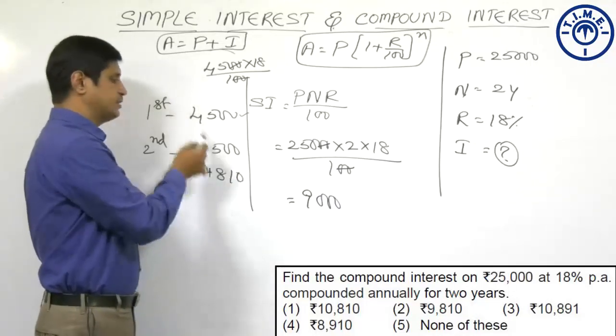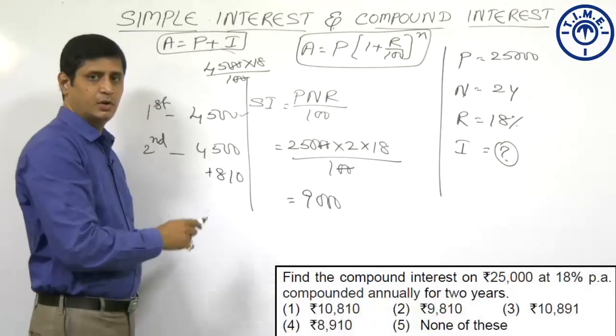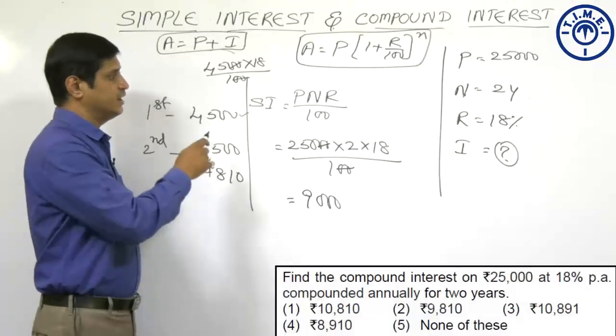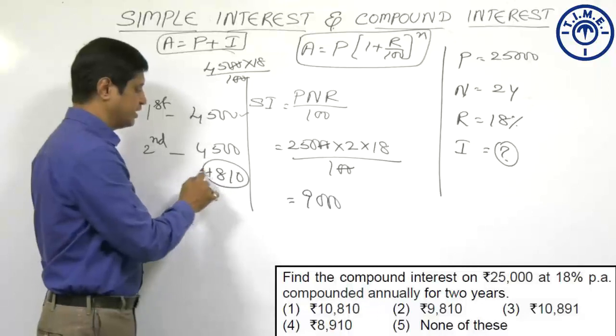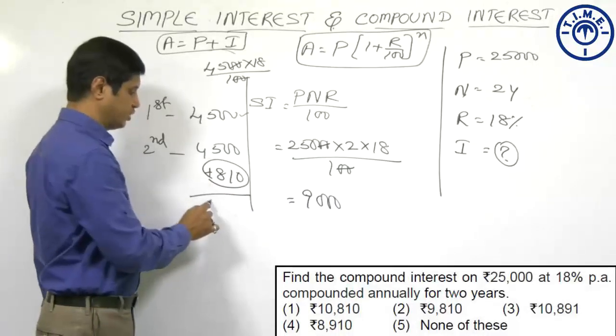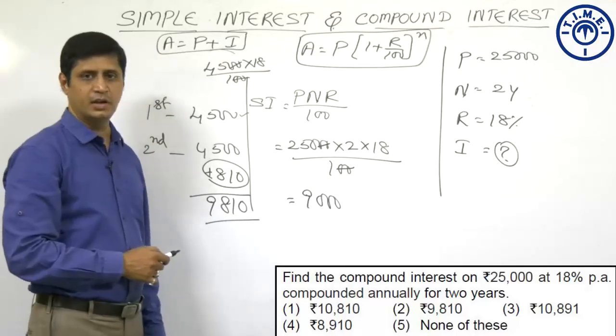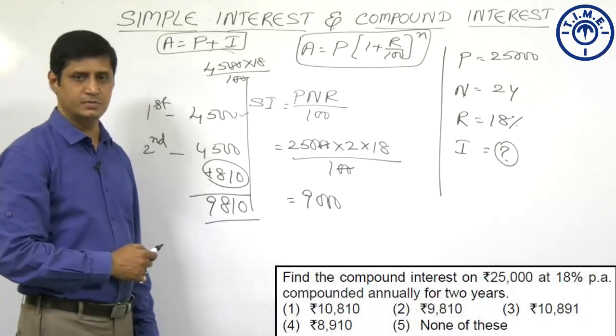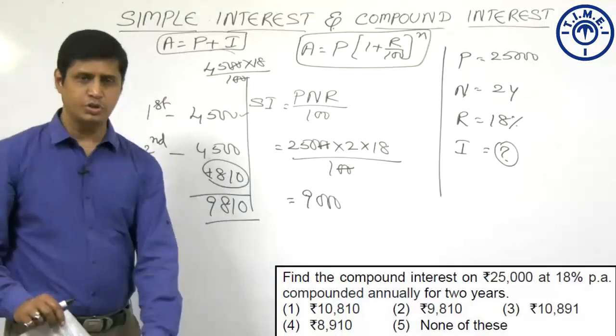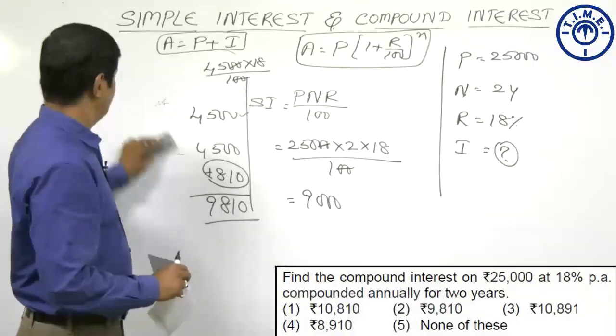Now, actually 9,000 is the simple interest. When you are investing under compound interest, you are earning 810 rupees extra. So, what is the total here? 9810. This is the compound interest for 2 years. We can answer the same question using a logic.